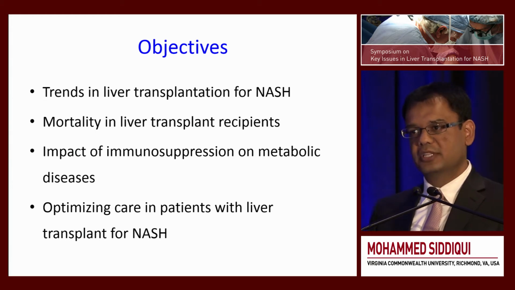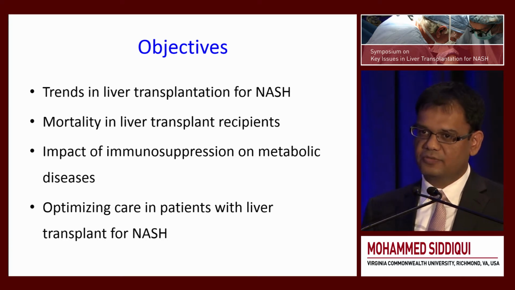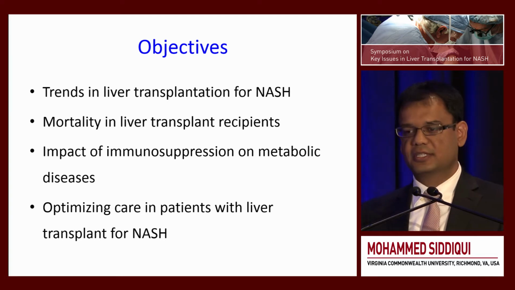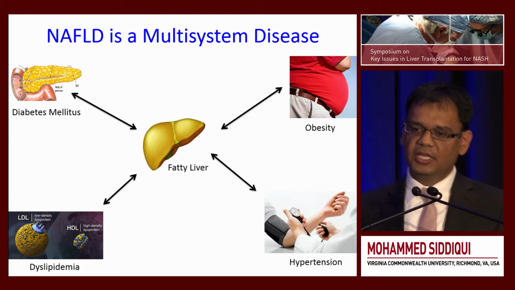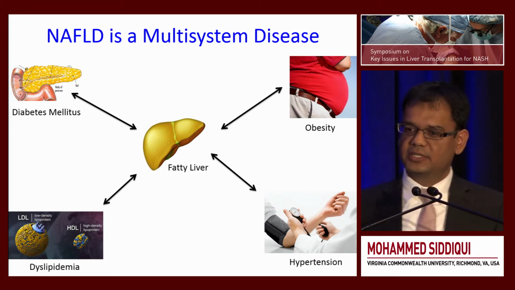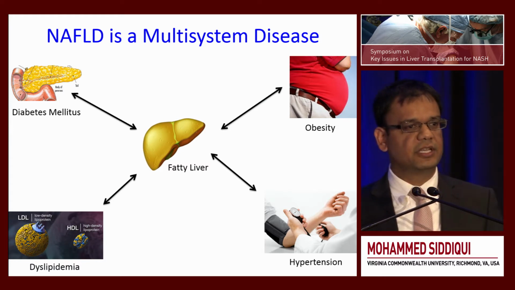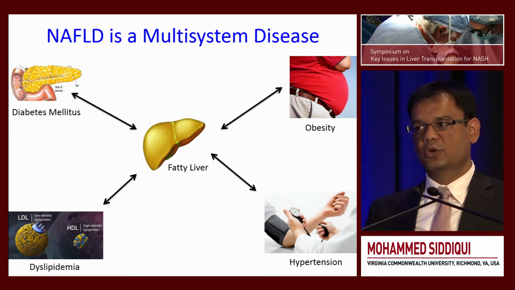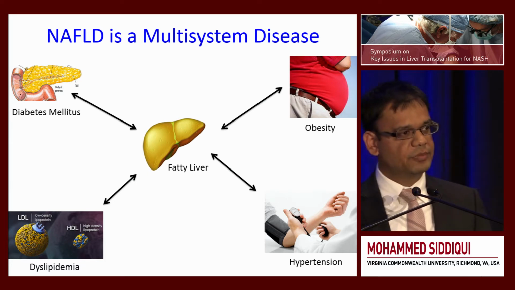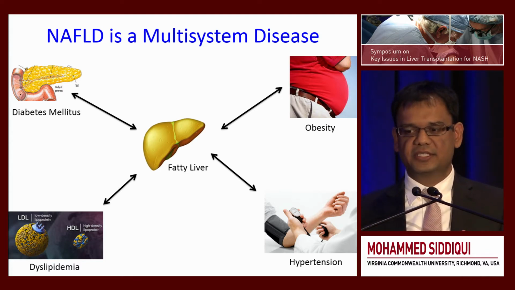And as I'm talking about these topics, I'll be focusing on how we can optimize care, particularly based on immunosuppression, which is a major risk factor for a number of disease processes that patients with NASH are at risk for after liver transplantation. Now, most of you know this, so this is a review. NASH, or fatty liver disease, is not a disease that only affects the liver. It's a multi-system disease that's associated with obesity, as you have heard before, dyslipidemia, insulin resistance to diabetes, and hypertension. So NAFLD doesn't exist in isolation.